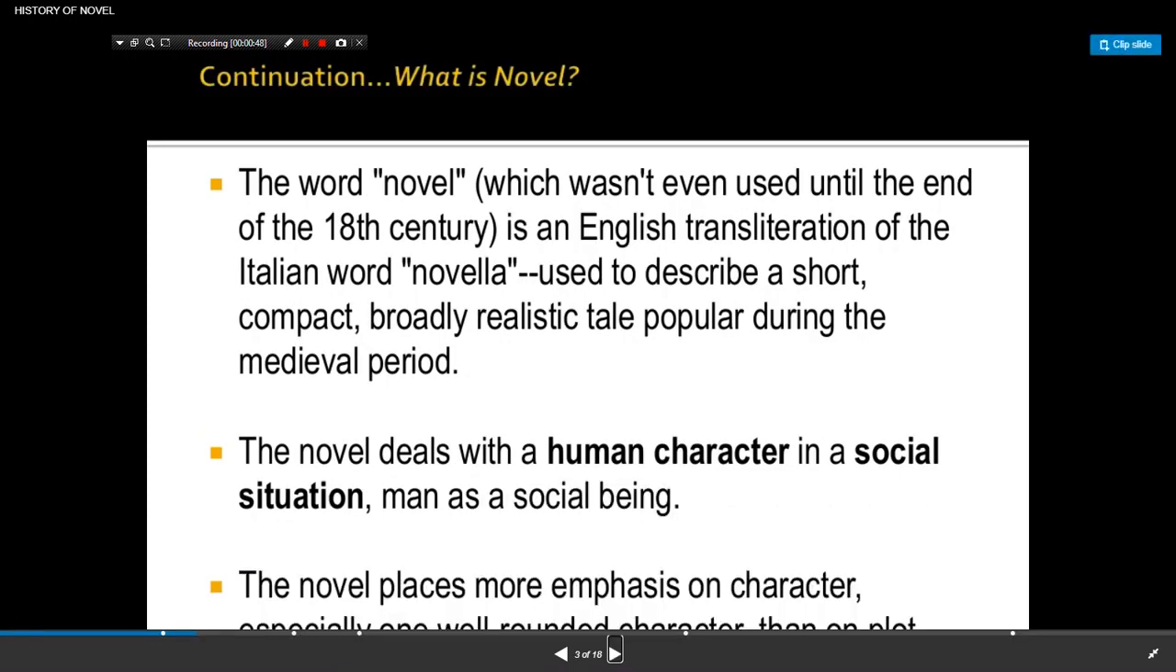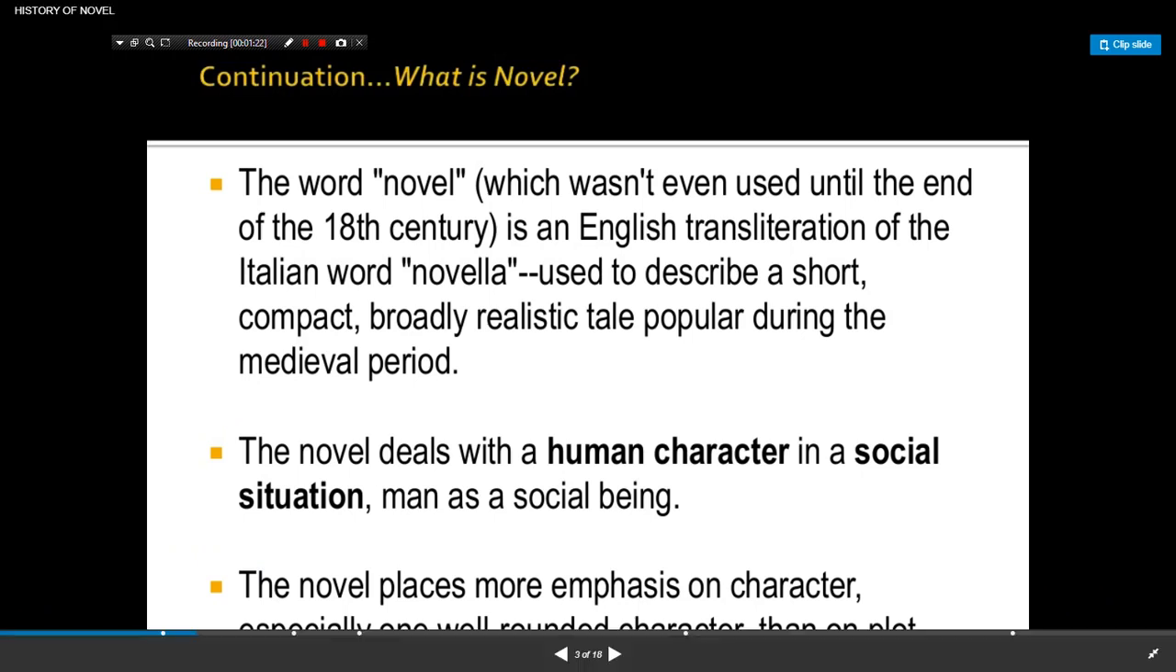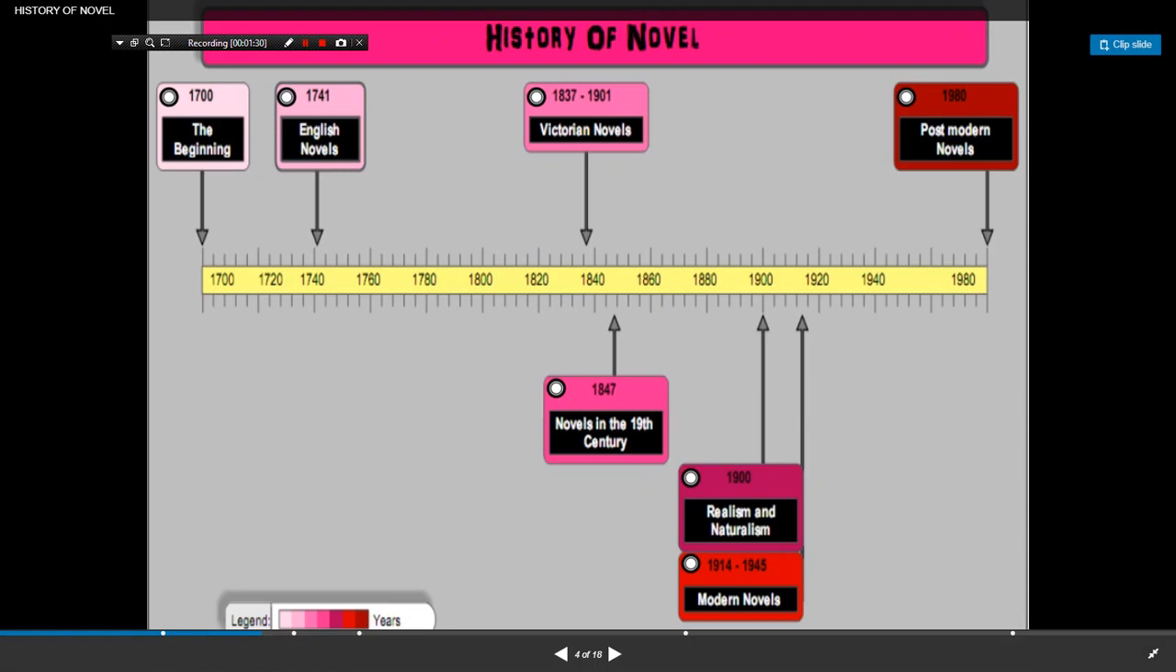The word novel, which was not even used until the end of the 18th century, is an English transliteration of the Italian word novella, used to describe a short, compact, broadly realistic tale popular during the medieval period. The novel deals with human characters in social situations, man as a social being, and places more emphasis on character, especially well-rounded character, than on plot. Okay, so this is the history of the novel.